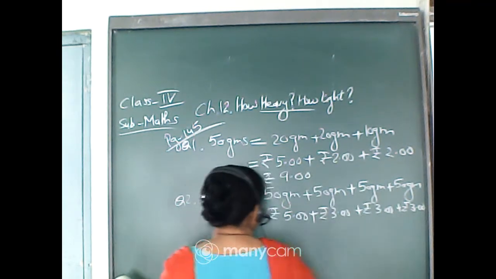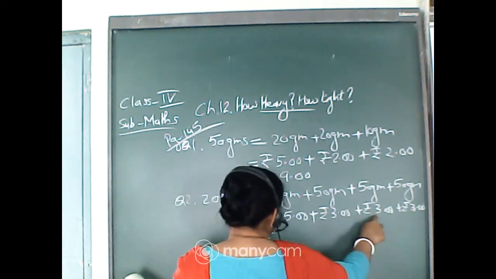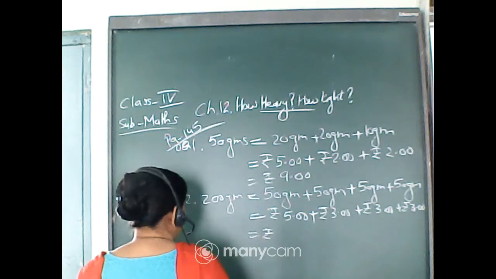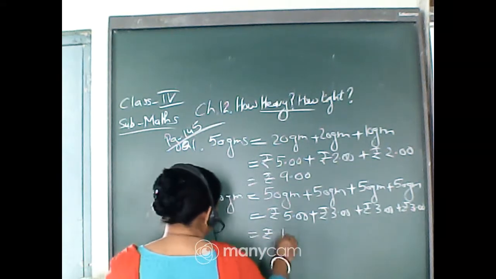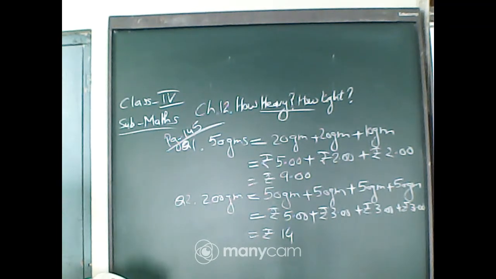So rupees 3 plus rupees 3 plus rupees 3. 1, 2, 3. 3 times 3 rupees. So it will be rupees 5, 8, 10, 11, 12, 13, 14. Yes, rupees 14. That means for the parcel of the Math Magic book he has to give rupees 14 stamp. 14 rupees stamp is to be pasted for the Math Magic textbook. Clear?